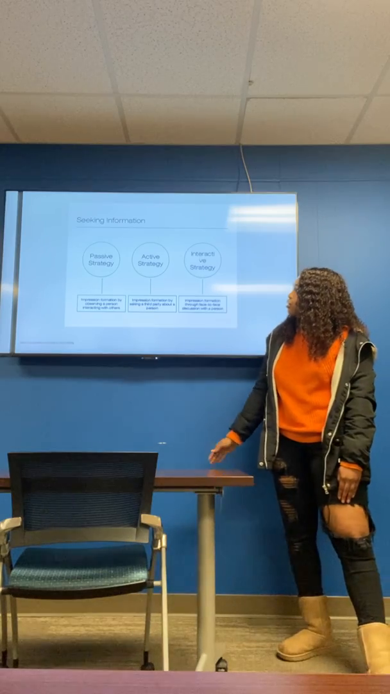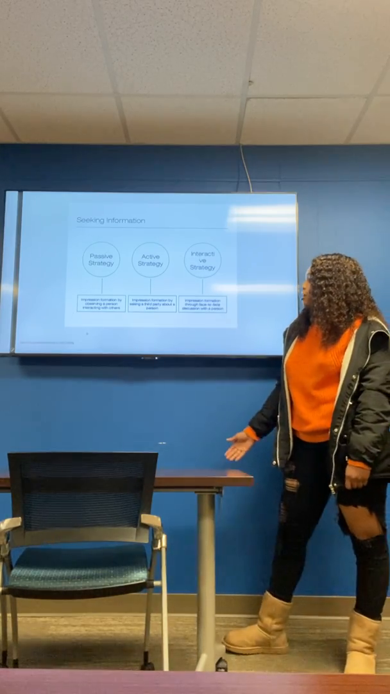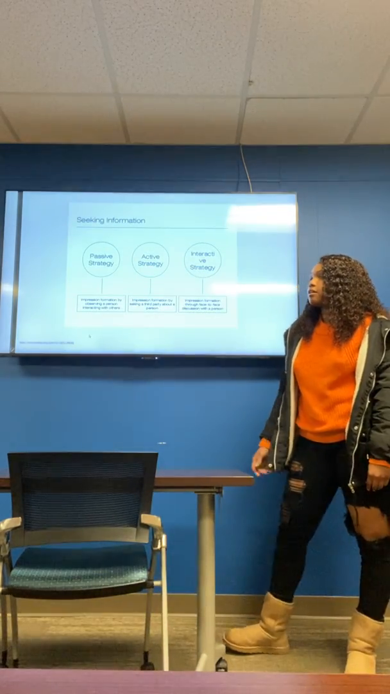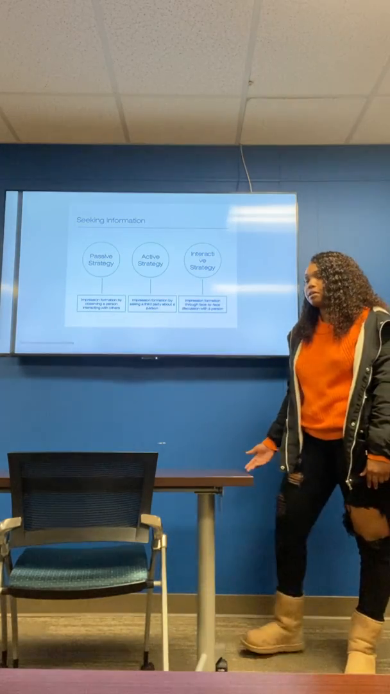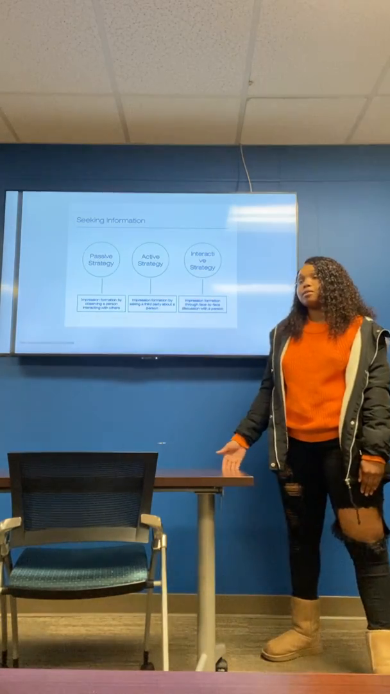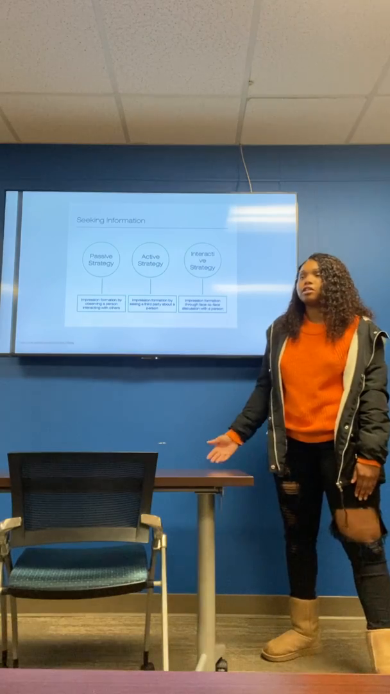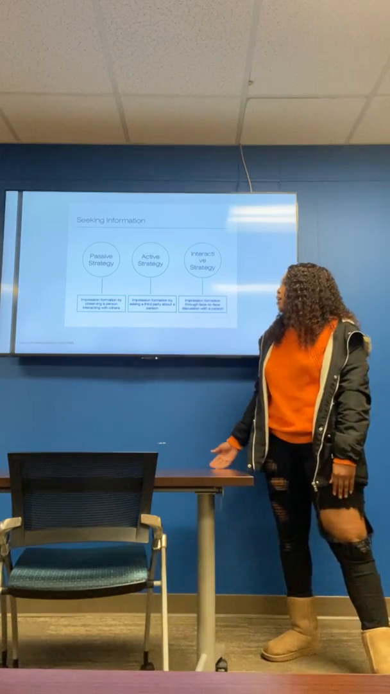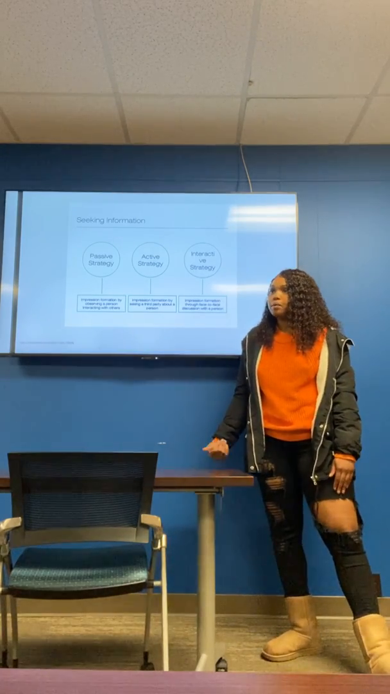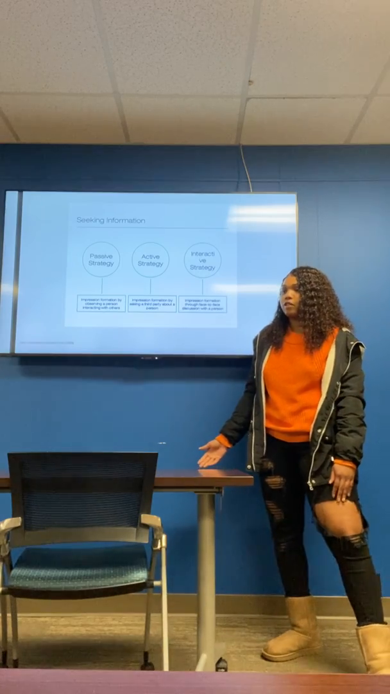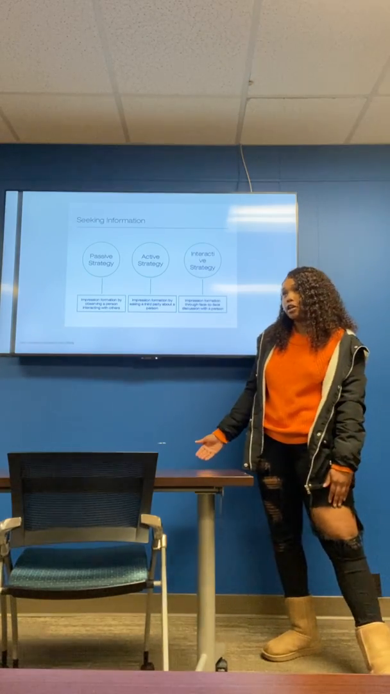Seeking information. The passive strategy is basically just watching and observing people as they live their everyday lives from a distance and getting to know somebody based on what you see. The active strategy is asking other people about them or getting to know information based on other people's experiences.